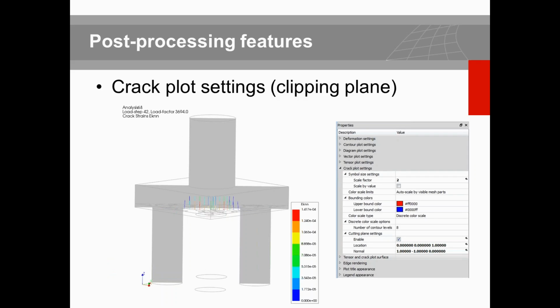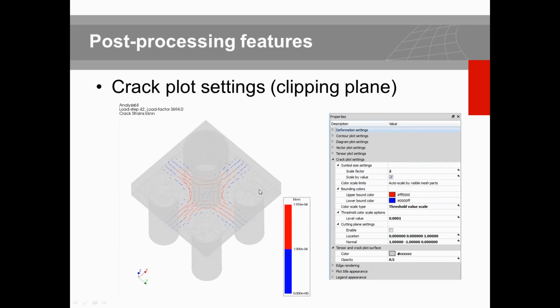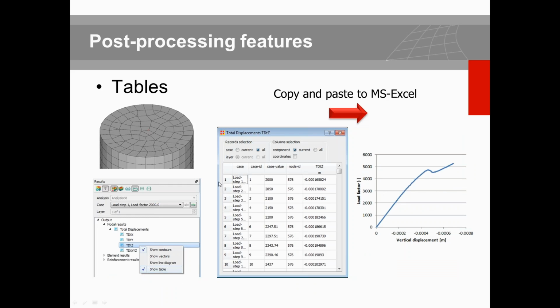You can see the same projection on the cutting plane when you have a crack in the cutting plane of the model. The same, you can always use the threshold. And you can get the tabular output in a table format and copy and paste it into Excel for some fancy graphs and preparing the report if you want.